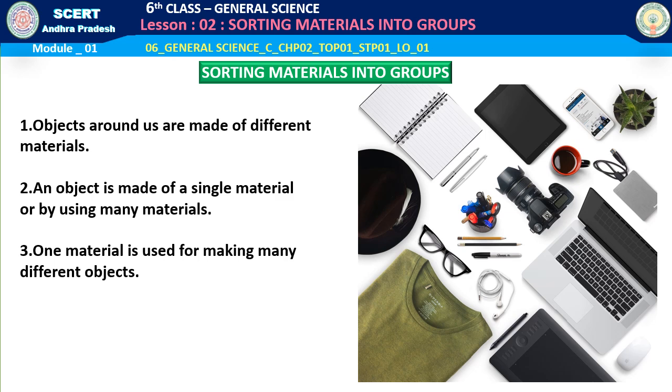Spectacles are prepared by using plastic or metal frames and glass. One material is used for making many objects. Plastic is used for making many objects like laptops, cell phones and their pouches, toys, water bottles. Let us answer the question in the activity 2.